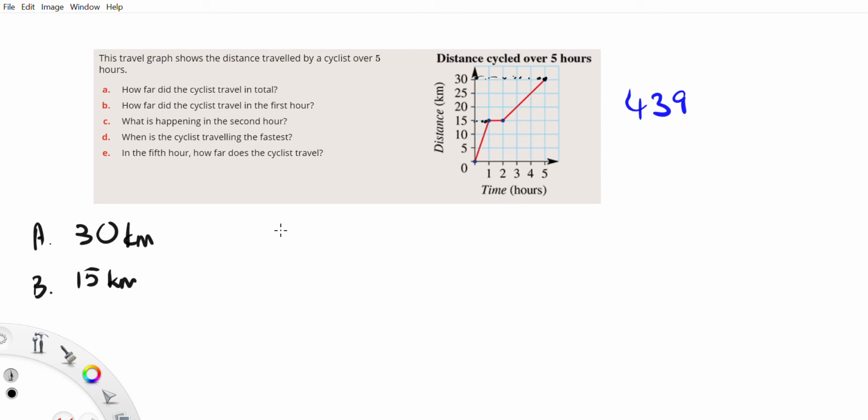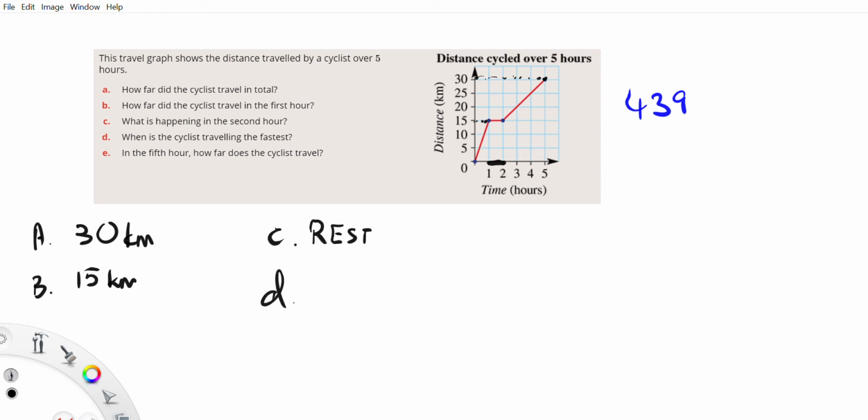C asks, what is happening in the second hour? So let's have a look. In the second hour here, between 1 and 2, the cyclist doesn't increase the distance at all. It's like the cyclist isn't moving, and in the book they say the cyclist is having a rest. So the flat, horizontal line just means that the cyclist isn't going anywhere.